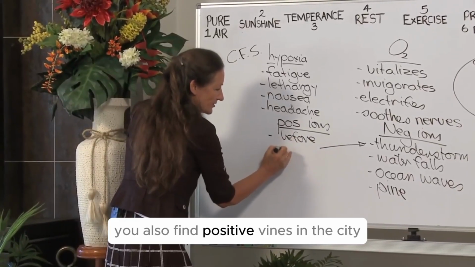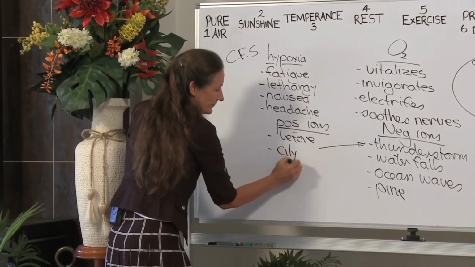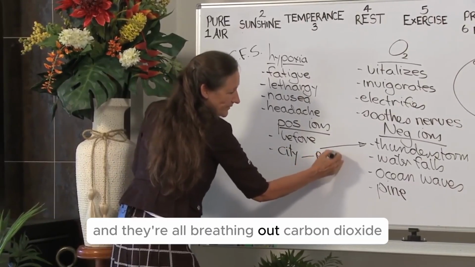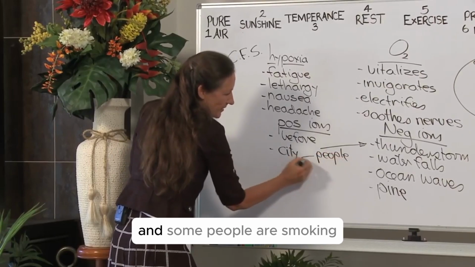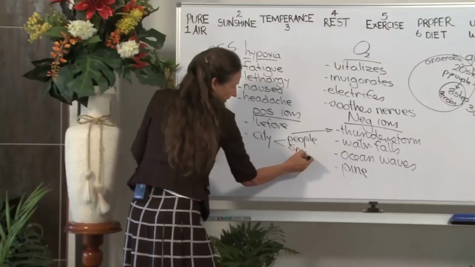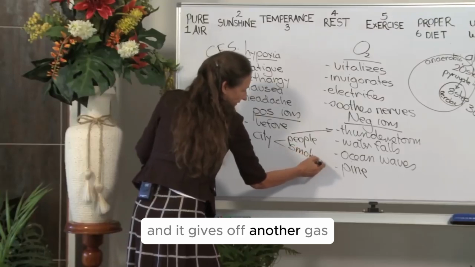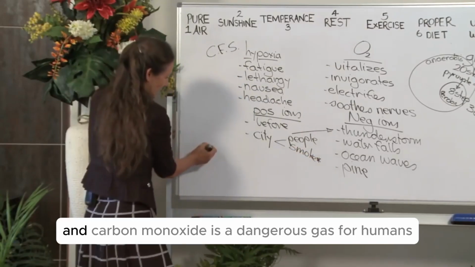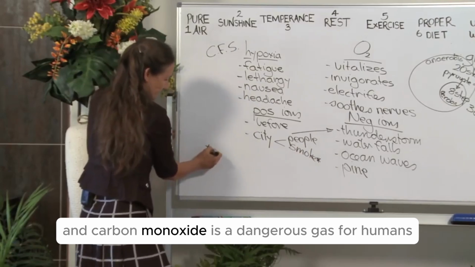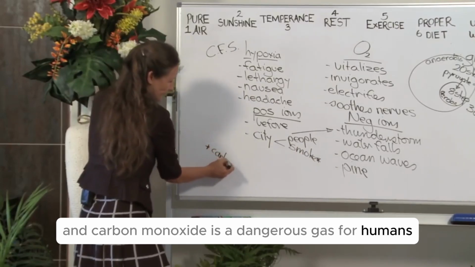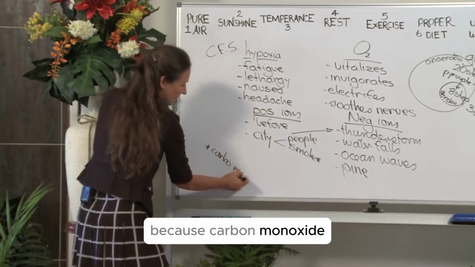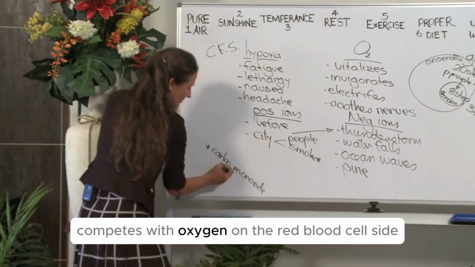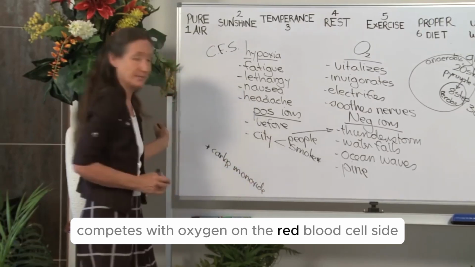You'll also find positive ions in the city. What have you got in the city? A lot of people, and they're all breathing out carbon dioxide. And some people are smoking, and it gives off another gas, carbon monoxide. And carbon monoxide is a dangerous gas for humans because carbon monoxide competes with oxygen on the red blood cell side.